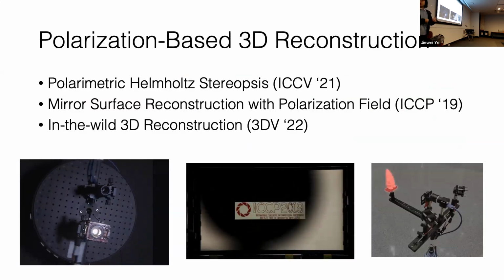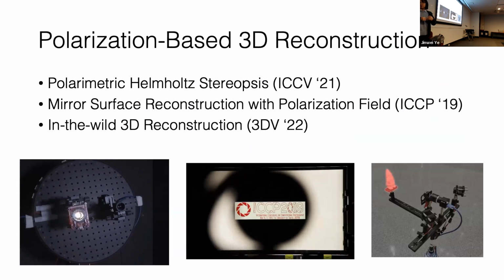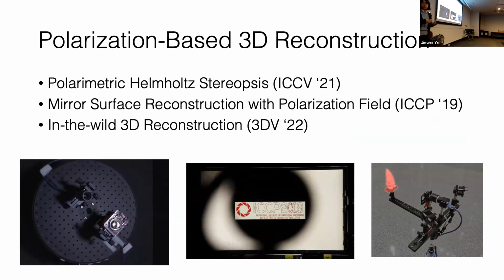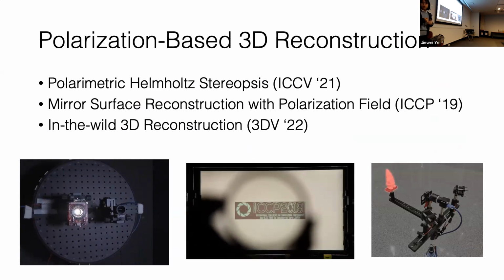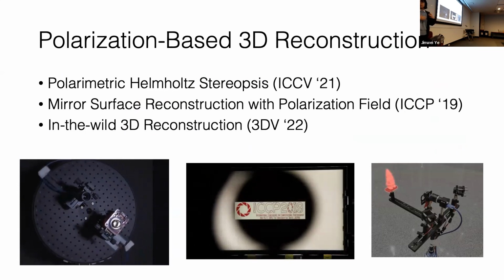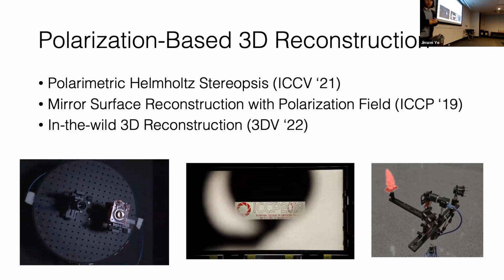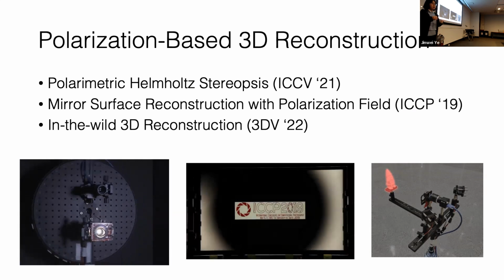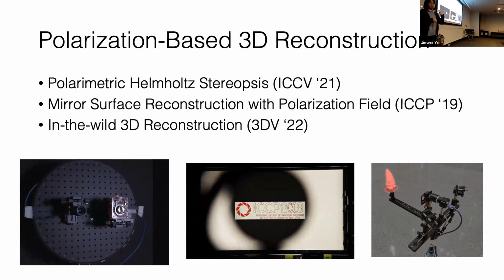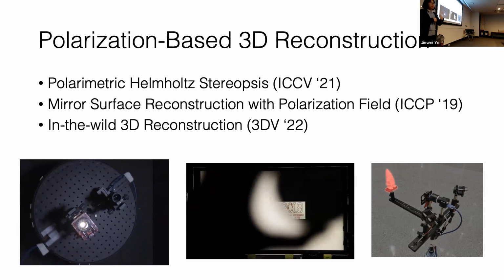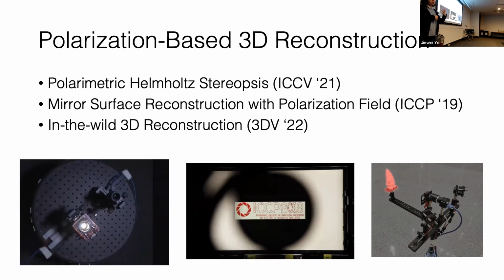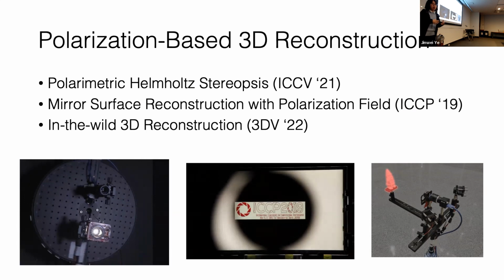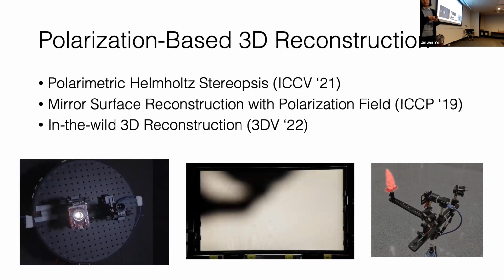So in this talk, I'll show you some of my work on using polarization for 3D sensing, especially on 3D reconstruction. Most of our work uses a customized imaging system with polarization cameras and light sources, and we couple the design of camera and light source to acquire more useful, informative information about the scene by leveraging the polarization.